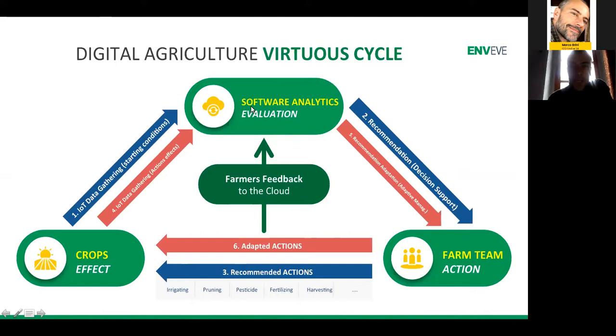actions go back into the software analytics and to the crops, having an effect. So we move ahead, gather more data, registering the actions' effect. We have a recommendation, adaptation, and we follow the cycle. So when this is happening in a good way, we have a virtuous cycle of constant improvement. So this is ultimately the scope.